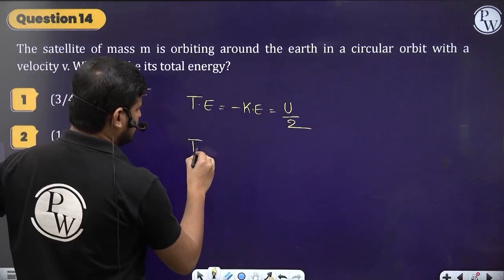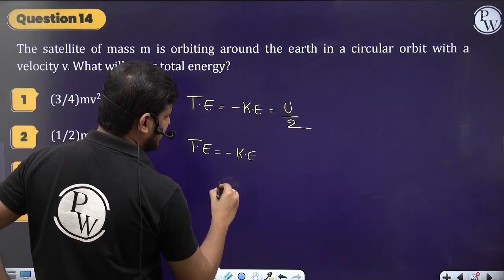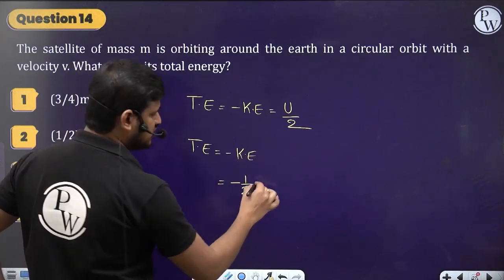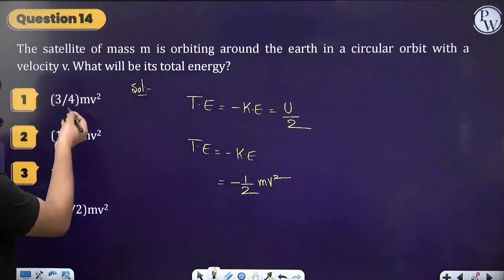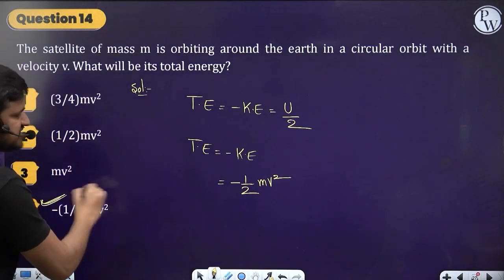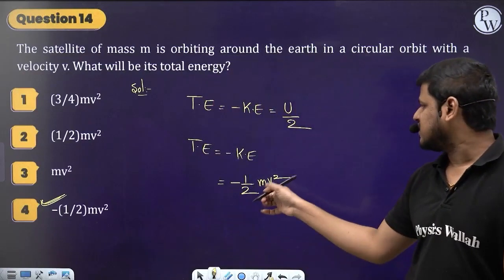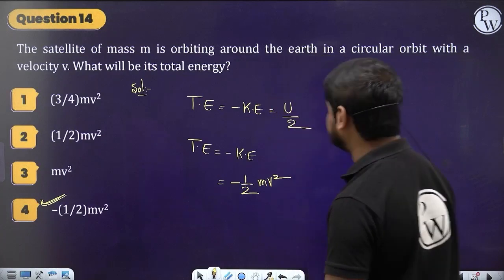So I can write the total energy is equal to, simply I am going to take this relation, minus kinetic energy. So minus of, it's moving with velocity v, so its kinetic energy will be half mv square. So the total energy should be minus half mv square. So the total energy is the negative of the kinetic energy, which is minus half mv square. Done? Clear, guys? Chalo.